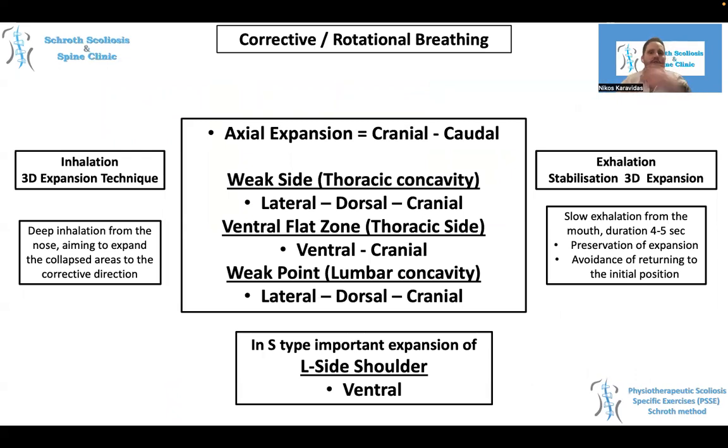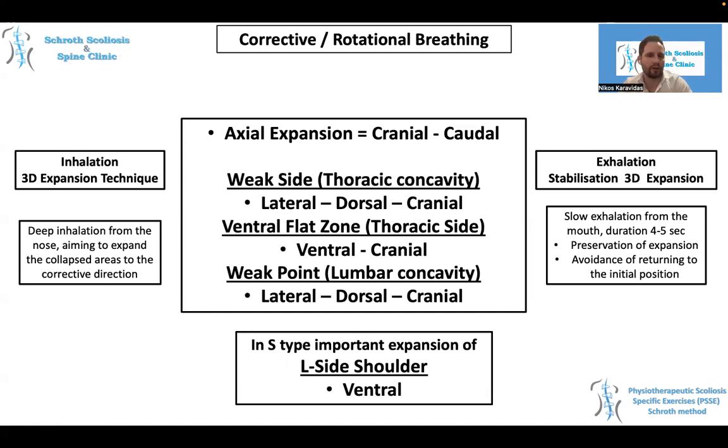Now, let's speak a little bit about the corrective or rotational breathing. So we have a deep inhalation from the nose, aiming to expand the collapsed areas to the corrective direction. And during exhalation, we have a duration of 4 to 5 seconds, and we need to preserve the expansion and to avoid returning back to the initial position. And of course, we need axial expansion, which is cranial and caudal. So we need to keep the self-elongation. This is the purpose of the axial expansion.